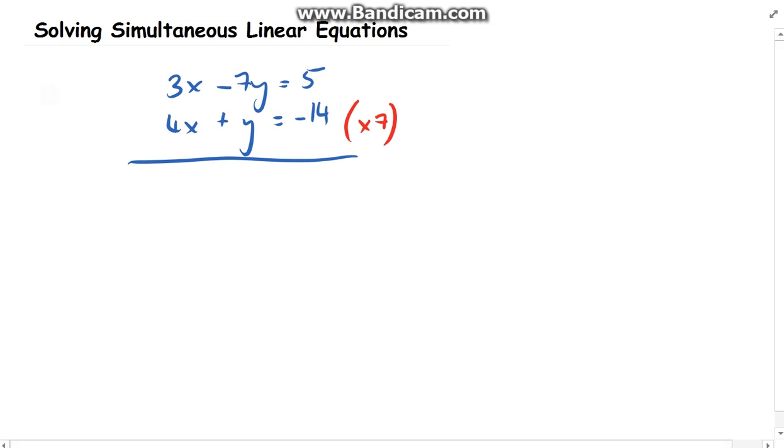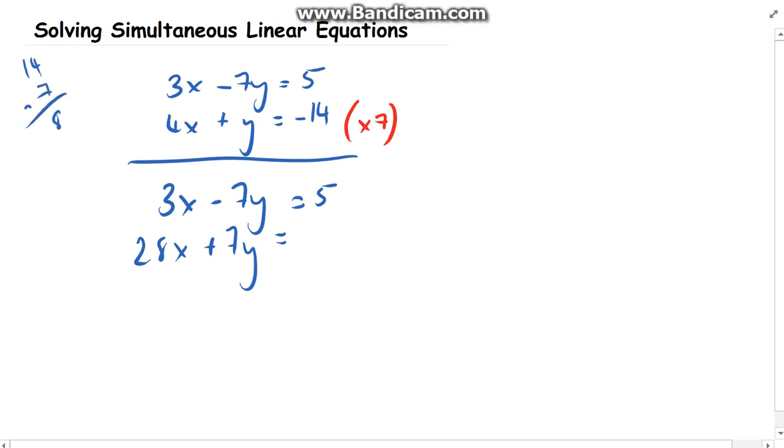So top line, we don't have to change that this time. Equals 5, and the bottom line, we'll have 7 by 4x, that'll give us 28x. And 7 by plus y will be plus 7y. And 7 by 14, so we just do rough work over here. You'll have 8 and 2, 98, so minus 98.